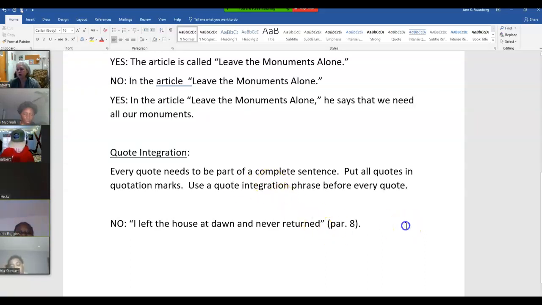All right, so let's get a yes in there. How can I use a quote introduction phrase for this? What's the correction here? Dr. Swanberg says, or said, I guess, because, you know.